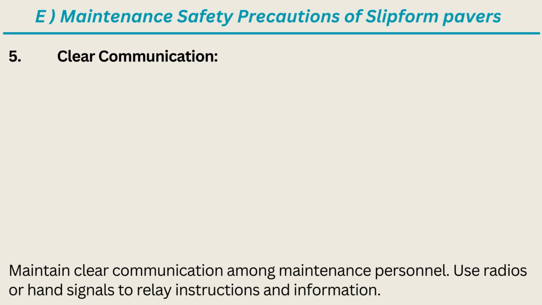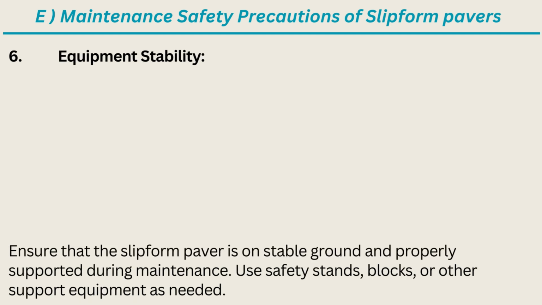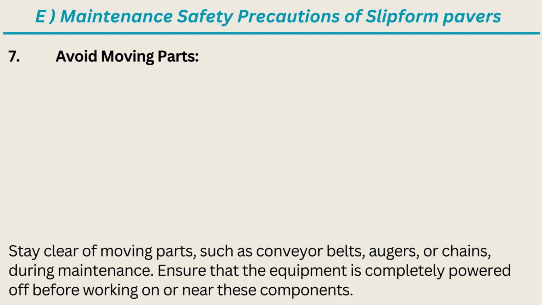5. Clear communication. Maintain clear communication among maintenance personnel. Use radios or hand signals to relay instructions and information. 6. Equipment stability. Ensure that the Slipform Paver is on stable ground and properly supported during maintenance. Use safety stands, blocks, or other support equipment as needed. 7. Avoid moving parts. Stay clear of moving parts such as conveyor belts, augers, or chains during maintenance. Ensure that the equipment is completely powered off before working on or near these components.